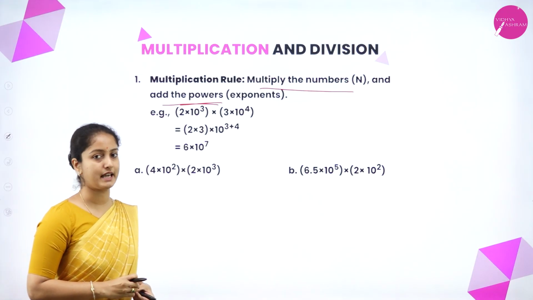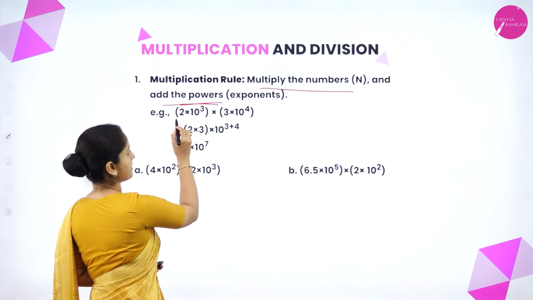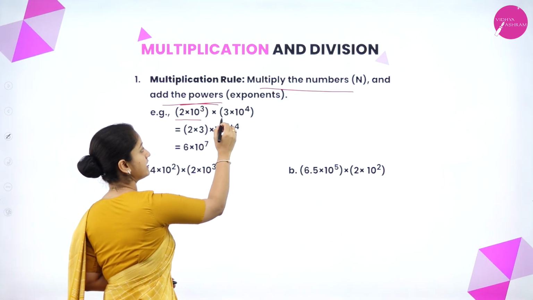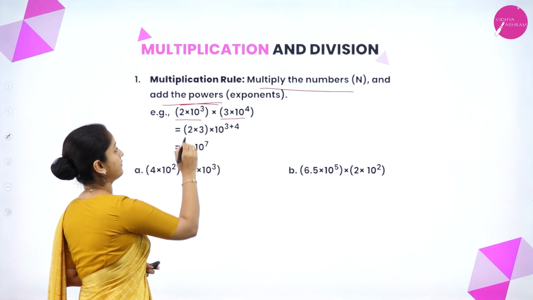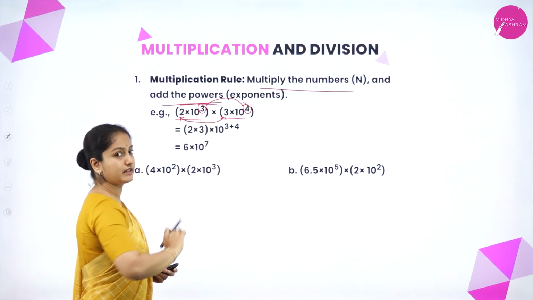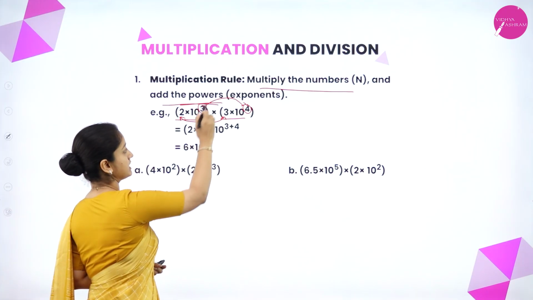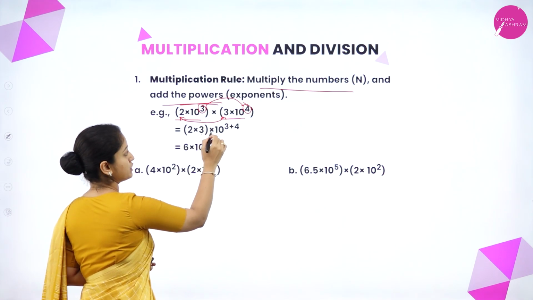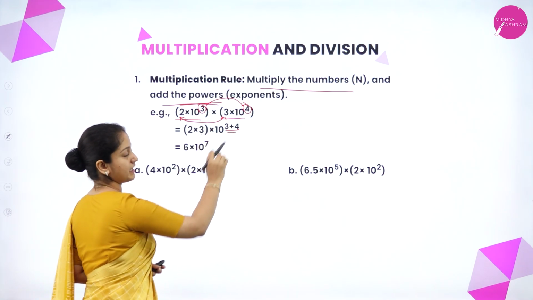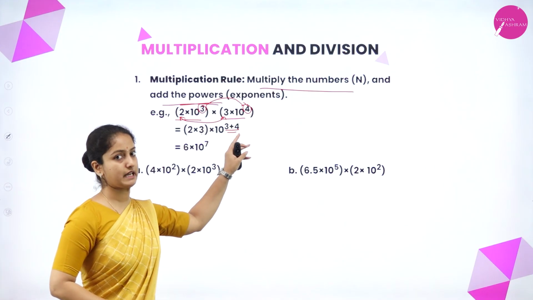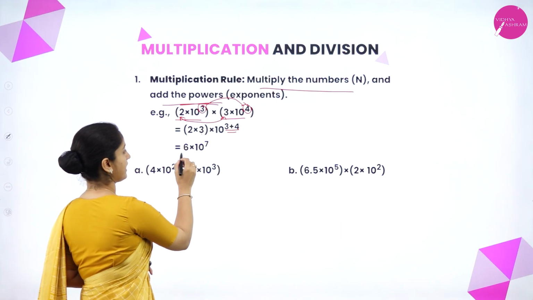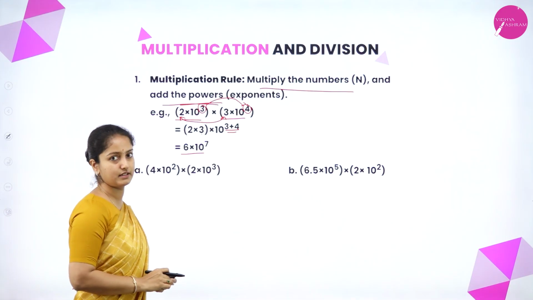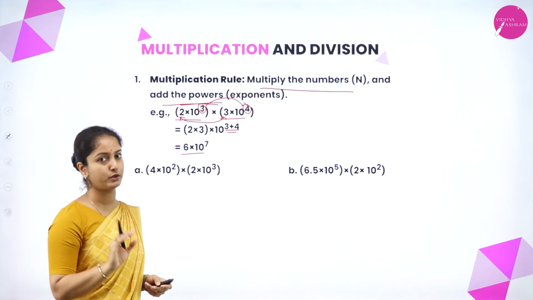Let us see through the example. So here the example is 2 into 10 power 3, that has to be multiplied with 3 into 10 power 4. Now you have to multiply the numbers and add the exponents. So it becomes 2 into 3 into 10 power 3 plus 4. So the exponents are added here. Then what is the final answer? 2 3s are 6 into 10 power 7. 3 plus 4 is 7. I hope you have understood.